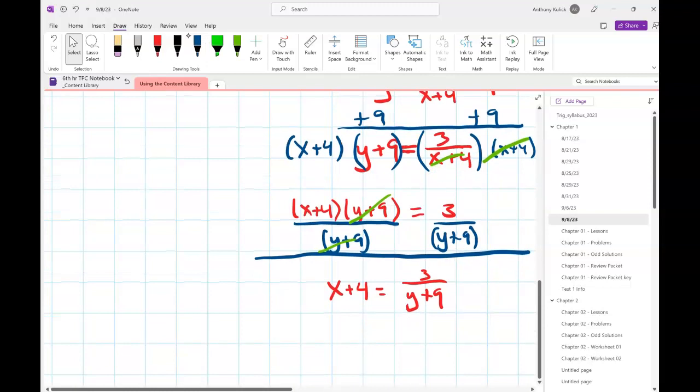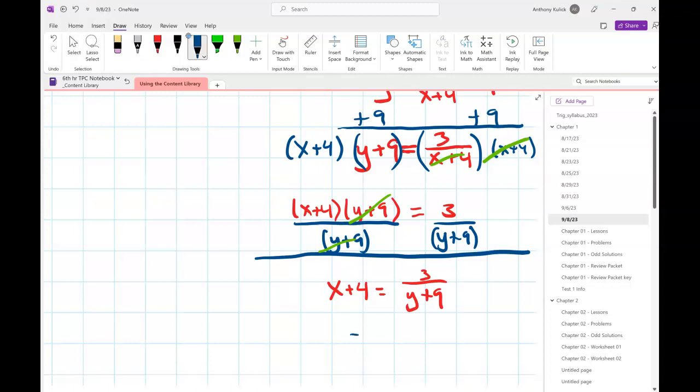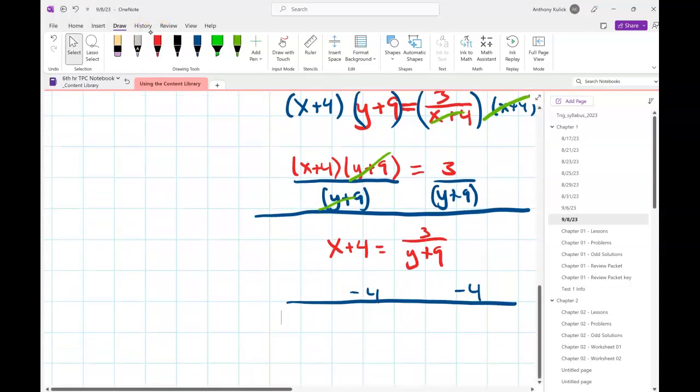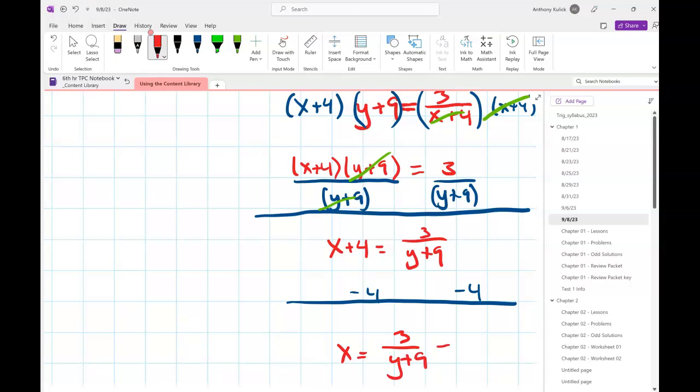And if I make that realization to not FOIL, now things start to look really nice, right? It should be clear what to do next. I'll just subtract 4. Notice that those 4 and 3 over y plus 9 do not have a common denominator. So I can't combine the 3 and the 4 directly, so I'm just going to write it next to it.